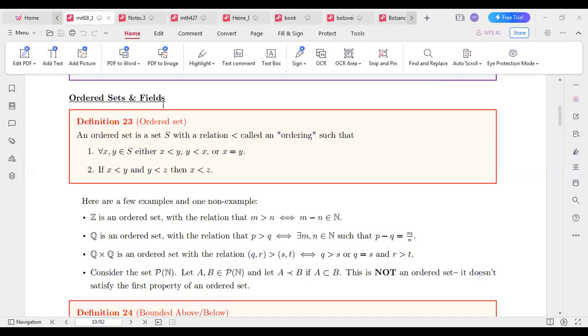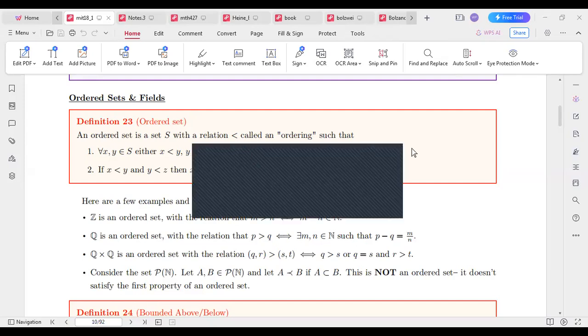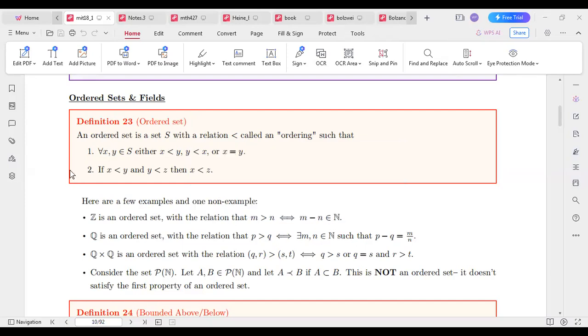Okay, now order of sets and fields. First of all, what is an ordered set? An ordered set is a set S with a relation less than, called an ordering, such that: one, for all x, y belonging to S, either x is less than y, or y is less than x, or x equals y. Two, if x is less than y and y is less than z, then x is less than z.